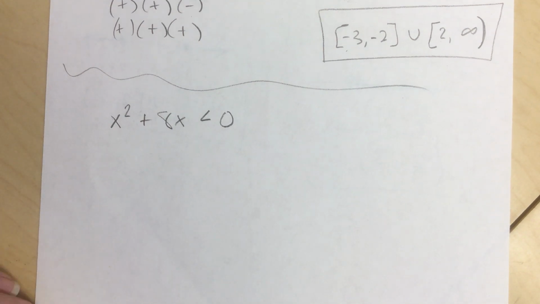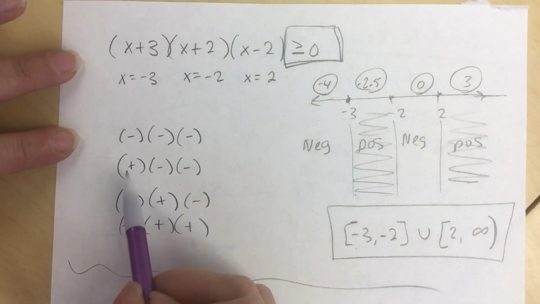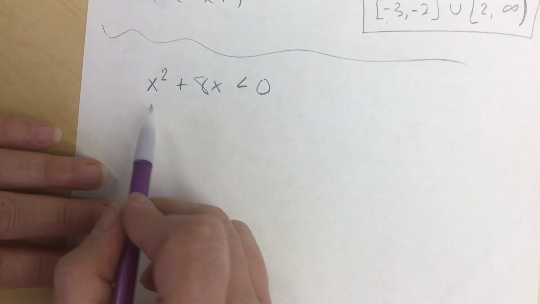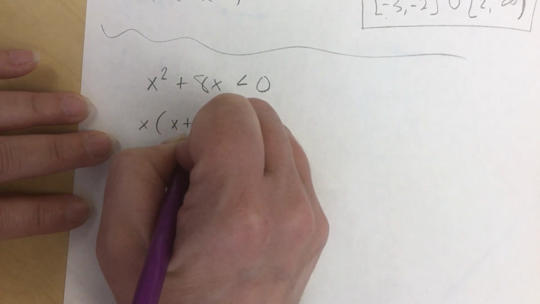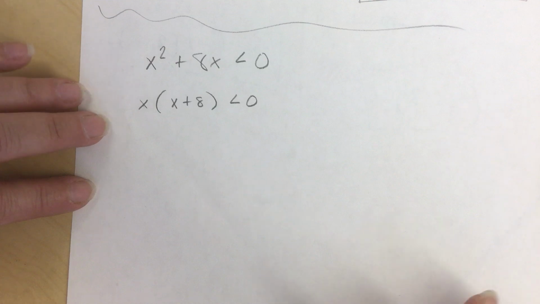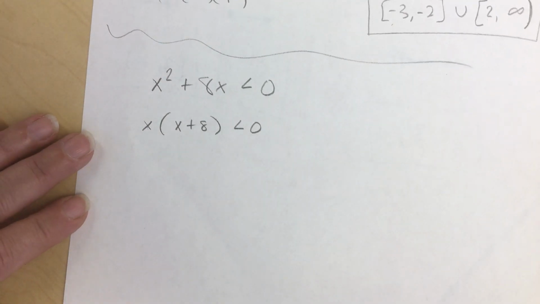Okay, so let's say we have x squared plus 8x is less than 0. We have to factor this. When we did the previous problem, it worked because it was already in factors, because we were multiplying positives and negatives. This is not in factors, so we need to pull an x out, and that leaves x times (x plus 8) is less than 0. Now I can use my critical point method and my number line.